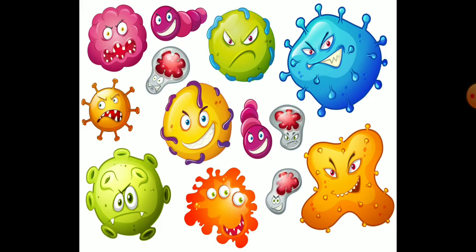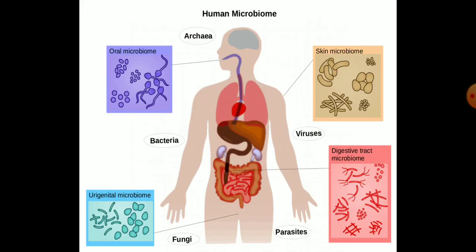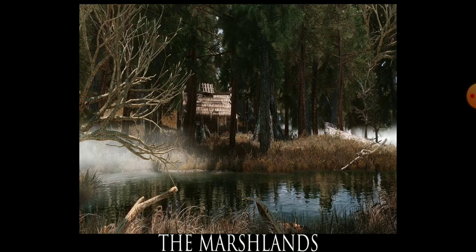After the microscope was invented, it was found that microorganisms are everywhere. In fact, they make up nearly half of the total weight of all living organisms present on the earth. They are found in air, water, soil. Even they are found in the human body. They are common in marshland. Marshland is also called wetlands. Wetlands are the areas where water covers the soil.